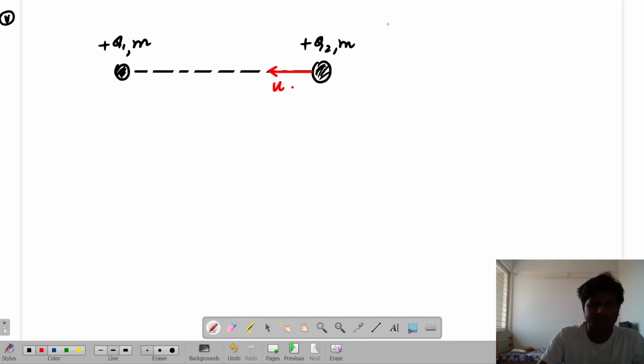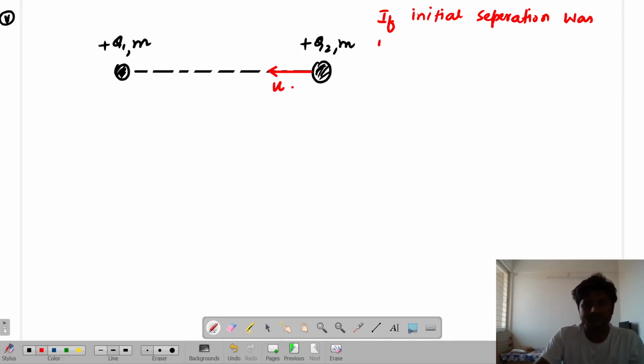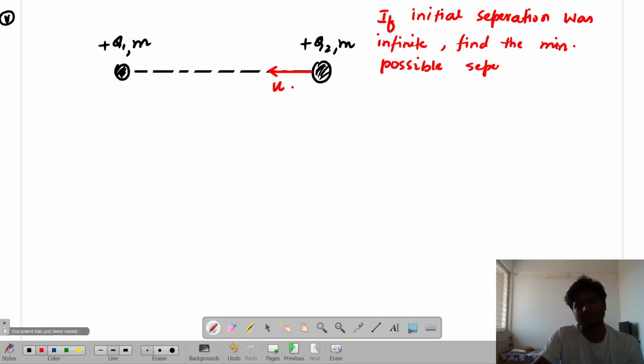Same question: if none of the charges are fixed, and the initial separation was infinite, find the minimum possible separation between them.